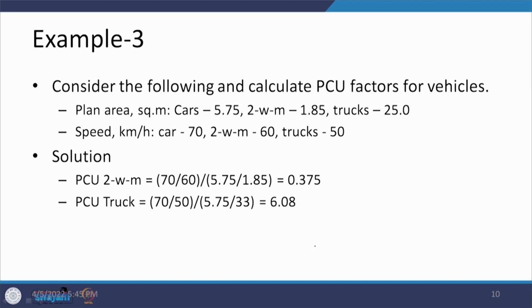Now, here also we are supposed to calculate the PCU factors, and these PCU factors have to be found out on the basis of the information being given to us, where the plan area is being given in square meters and speeds are being given in kilometers per hour.